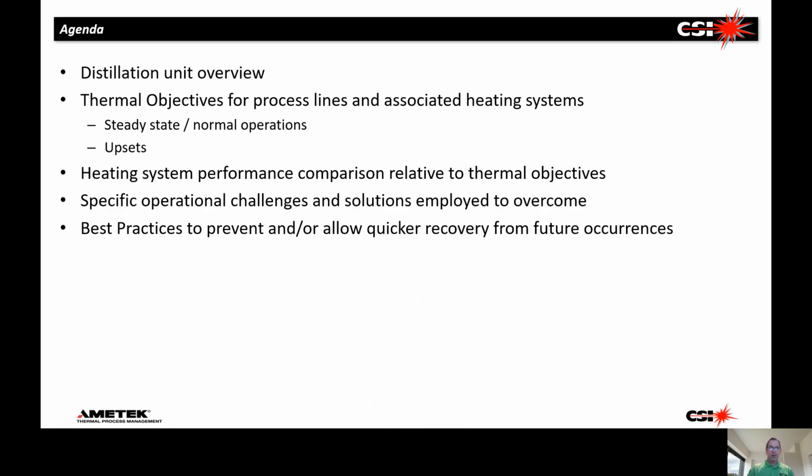So for the agenda, we're going to do a brief distillation unit overview. We're going to talk about those thermal objectives for the process lines and the heating systems for both steady state and upset conditions. We're going to look at the heating system performance comparison relative to those objectives, look at a few operational challenges and the solutions that were employed to overcome them, and look at best practices to prevent or allow quicker recovery from future occurrences.